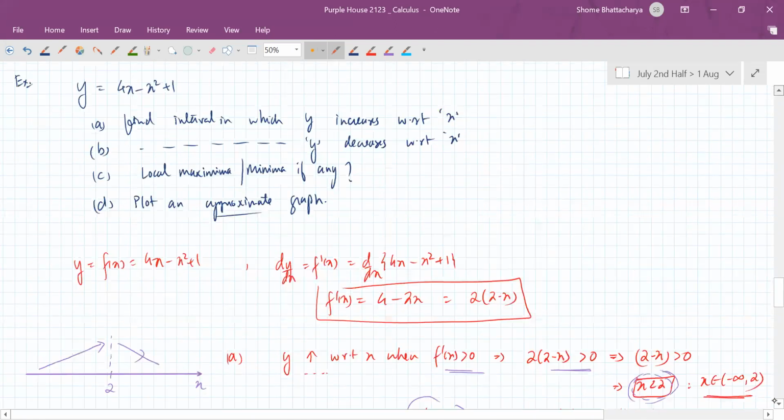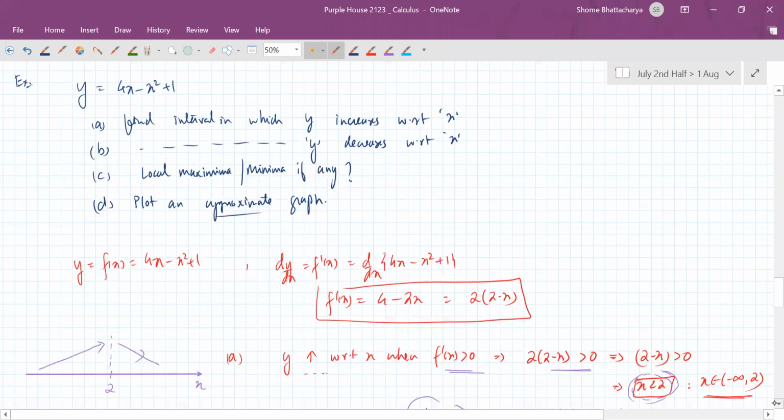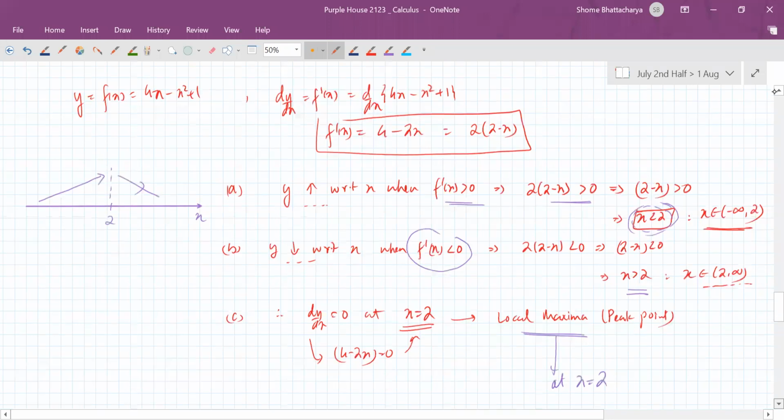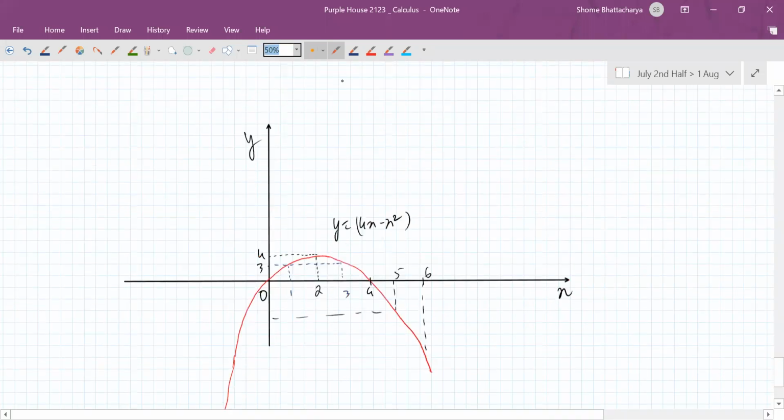So I will just take you through the solution once more. Just note down the key points.